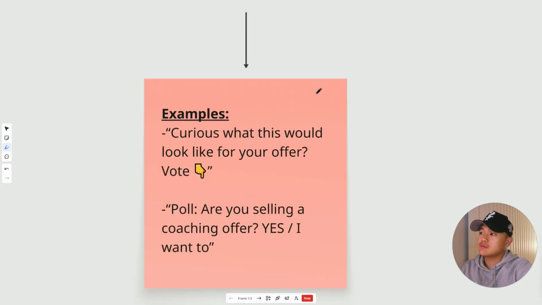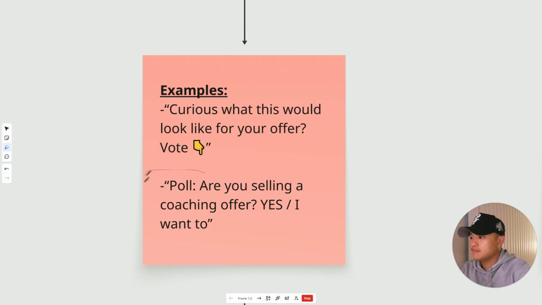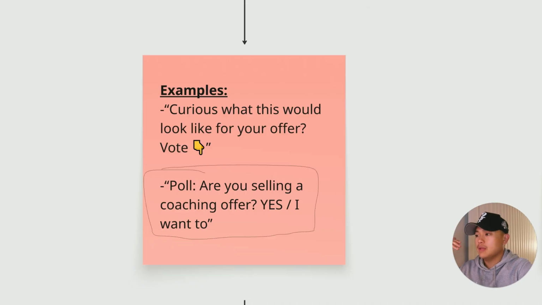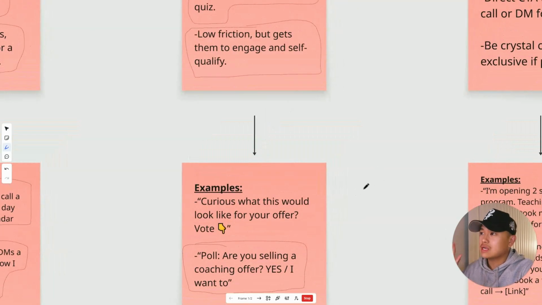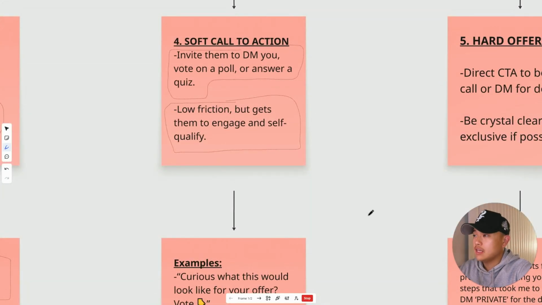Some examples of this might be like, hey, curious what this would look like for your offer? Vote. And then you could say yes or no, whatever. Or for example, poll: are you selling a coaching offer? Yes, I want to, or no, I am not currently. Basically, you're just getting a feel for what your audience is actually doing, or how you can help them. You can see where they are at and transform that into a potential client down the line. You can strike up conversations and things like that. So this is a really indirect way to get them to engage with you.